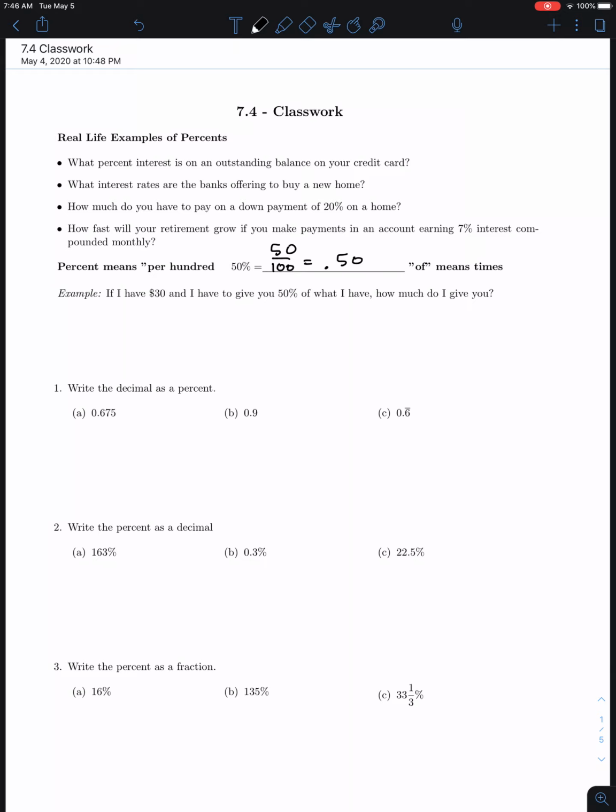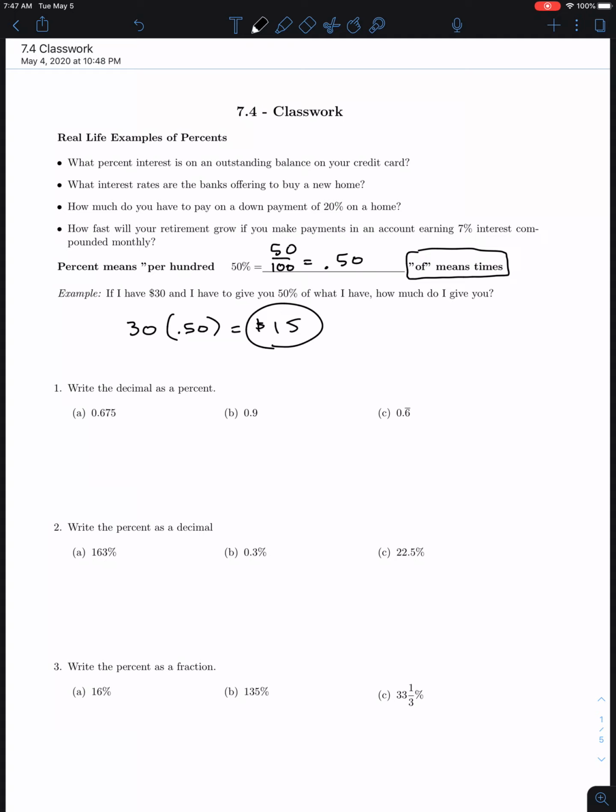So that's going to be a lot of what we're going to do today, move things from percents to decimals and so on. Another thing to recognize in this section: whenever you see the word "of," it's always going to be multiplication. So if we look at the first example, if I had $30 and I have to give you 50% of what I have, how much do I give you? We're taking 30 and multiplying it by 50% or 0.50. If you just multiply that out, that's going to give us $15, which you probably knew how to do anyway.